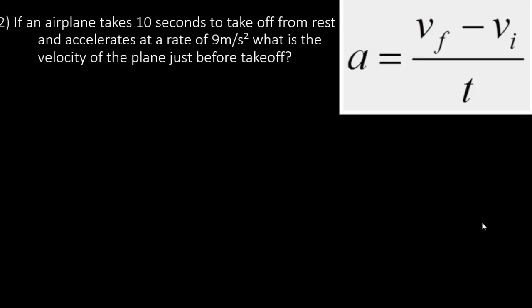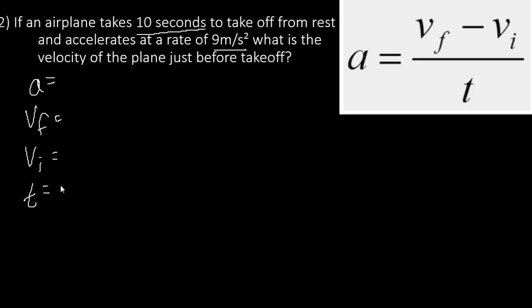On to problem number 2. Problem number 2 is a little bit tougher. It says that if an airplane takes 10 seconds to take off from rest and accelerates at a rate of 9 meters per second squared, what is the velocity of the airplane just before takeoff? So once again, guys, we're going to make ourselves a list. A is equal to, VF is equal to, VI is equal to, and T is equal to. And once again, what I like to do is underline all of the numbers that they gave us. In this case, we have 2 numbers in this problem.